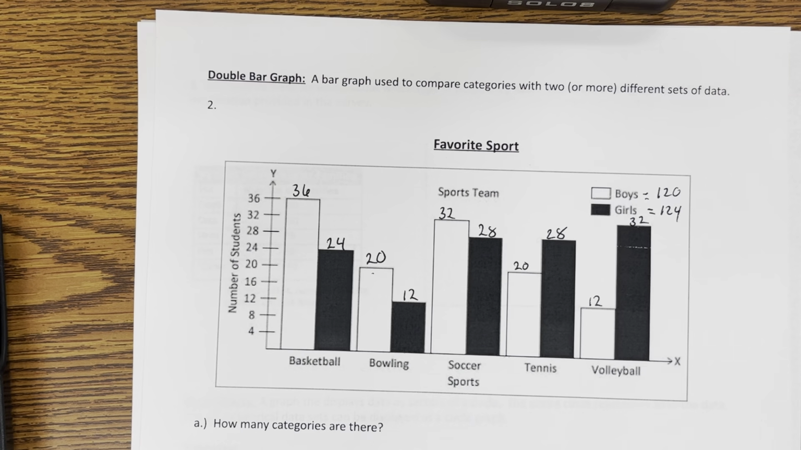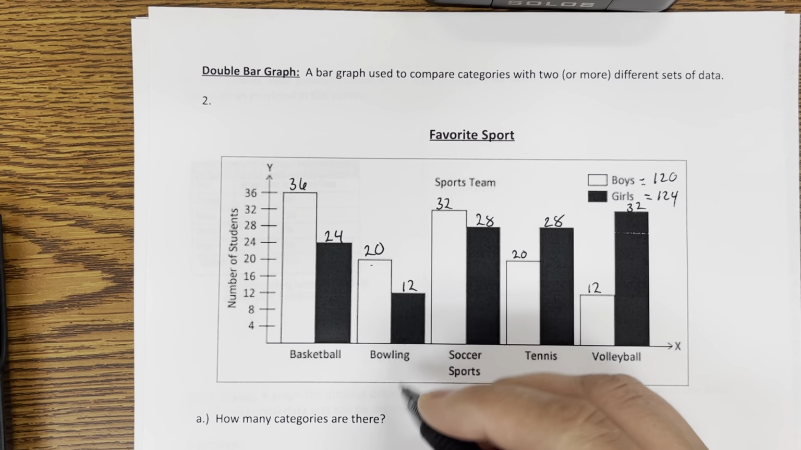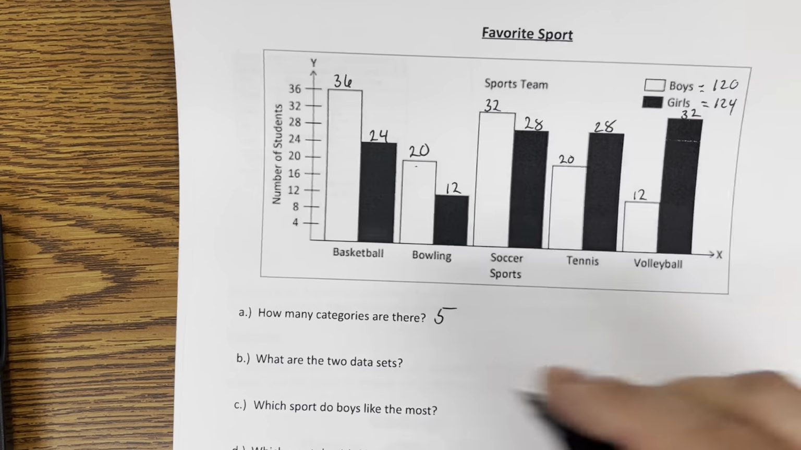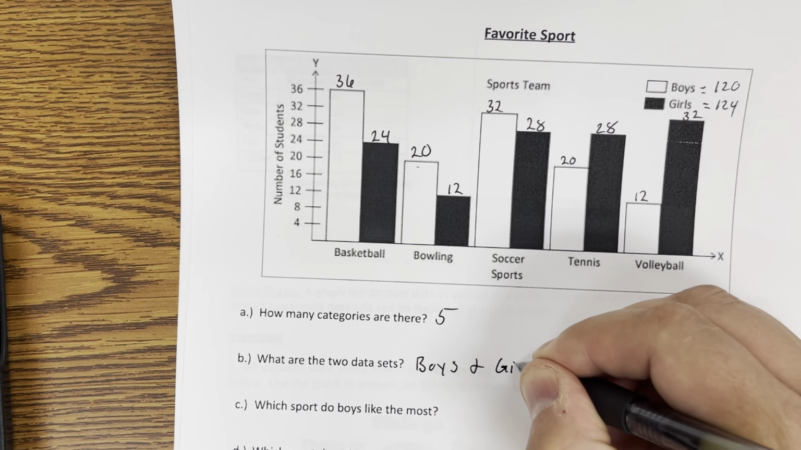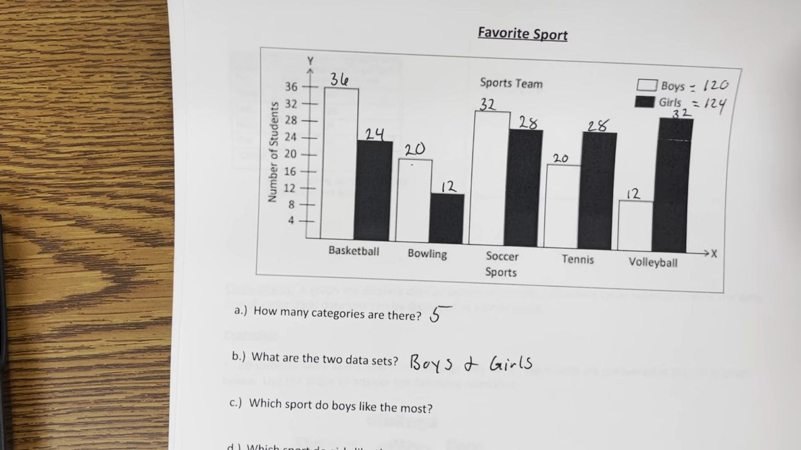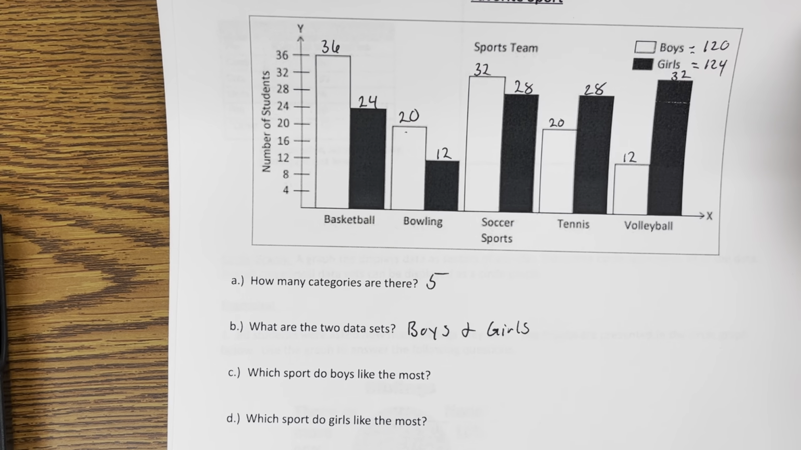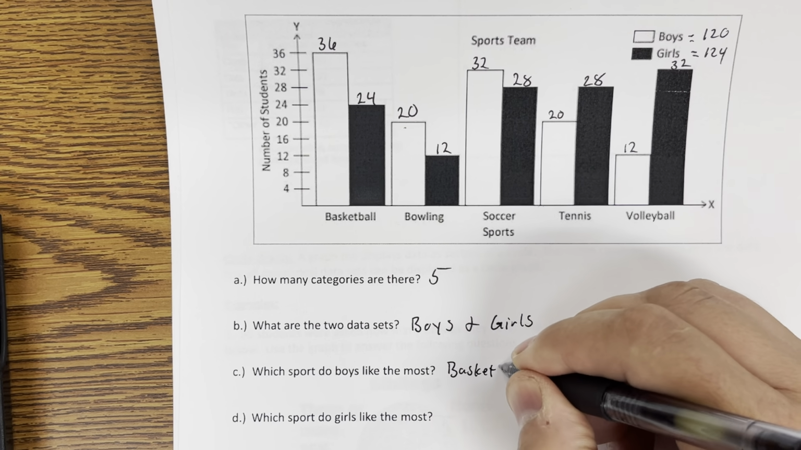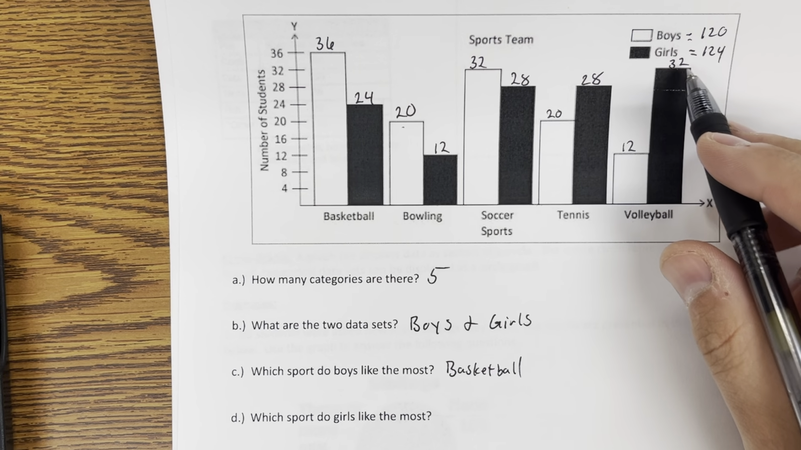How many categories are there? Well, it appears we have 1, 2, 3, 4, 5 different categories to choose from. The two data sets that we have is we are surveying both boys and girls. Which sport do the boys like to play the most? Well, it appears as if boys definitely chose basketball, 36 of them. The girls appeared to like volleyball the most at 32.